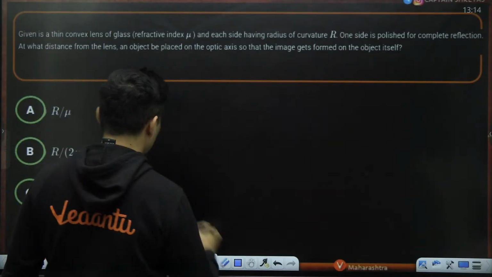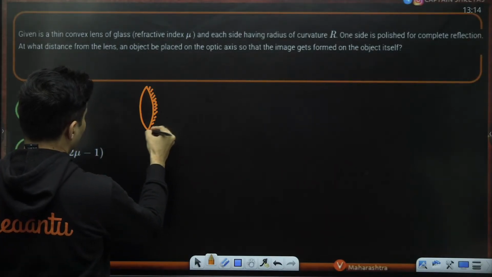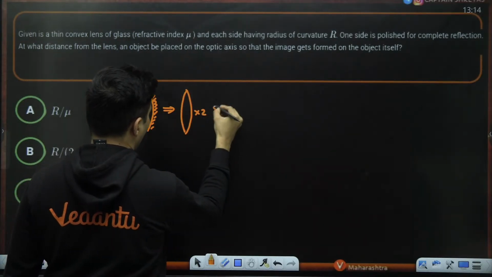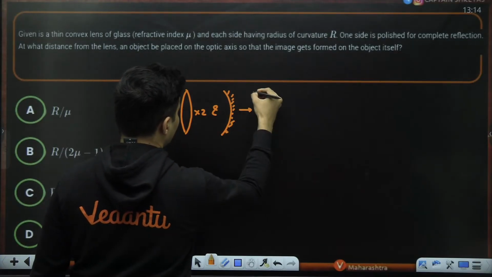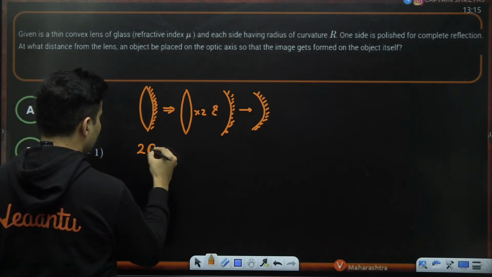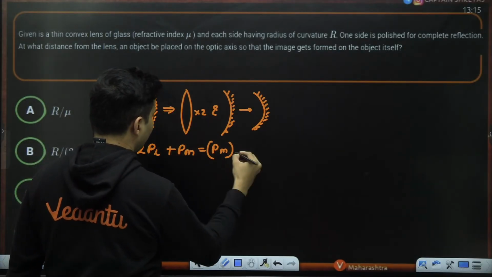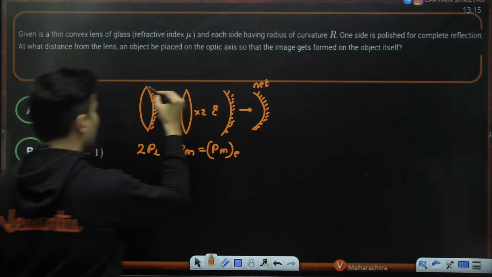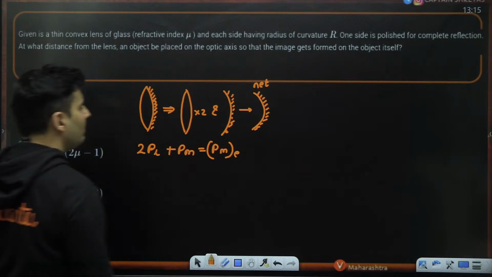So if I take this particular lens and I silver it, this is like two lenses and a mirror, which then behaves like a new mirror as such. So 2 times the power of the lens plus the power of the mirror is the effective power of that mirror. This is the net combination. This was the original, which I have split up into two lenses and a mirror. Effectively, it behaves like a mirror.